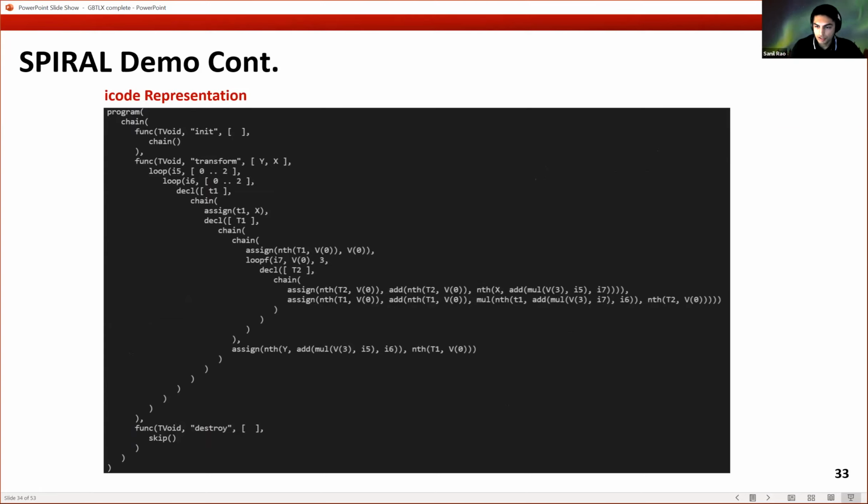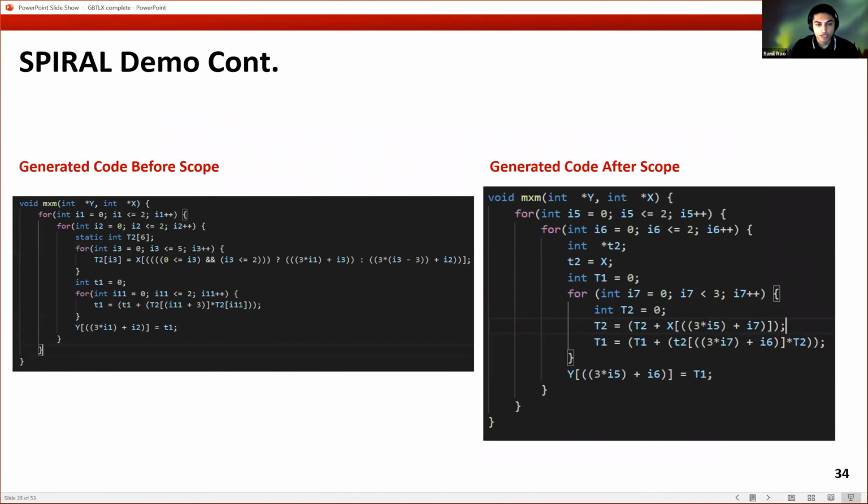And it shows in more detail the declaration of now we have our temporary variables and also our loops and assignments and things like that, as well as indexing into our expression. And then here we have the generated code from the intermediate representation.